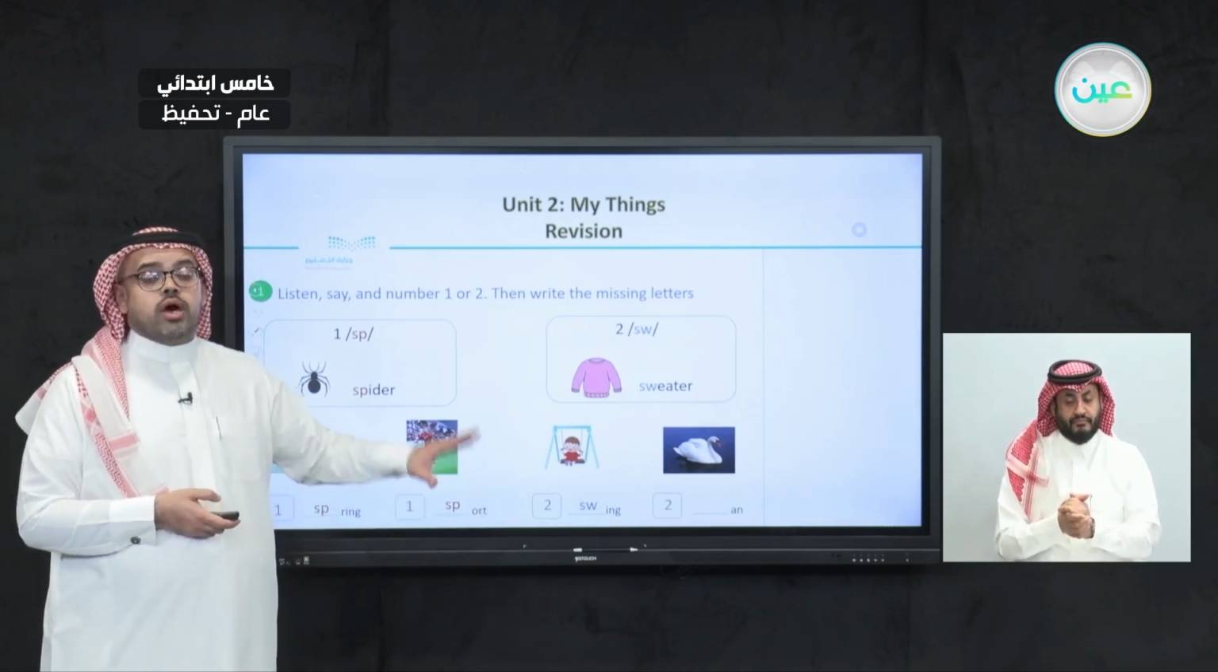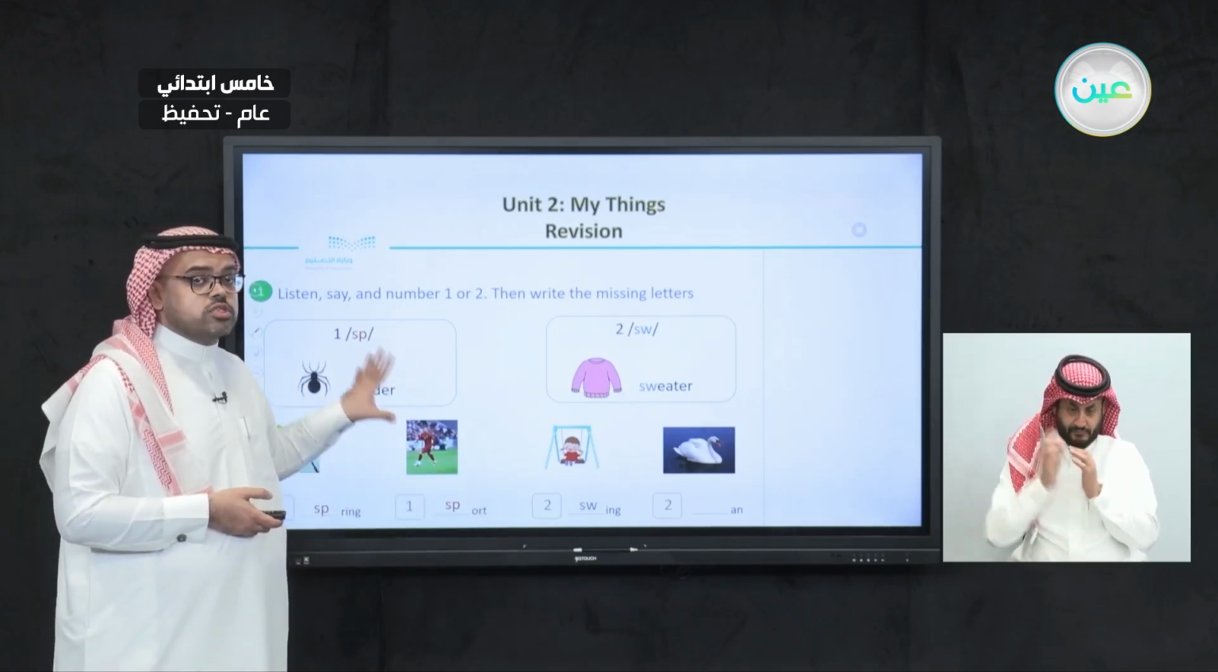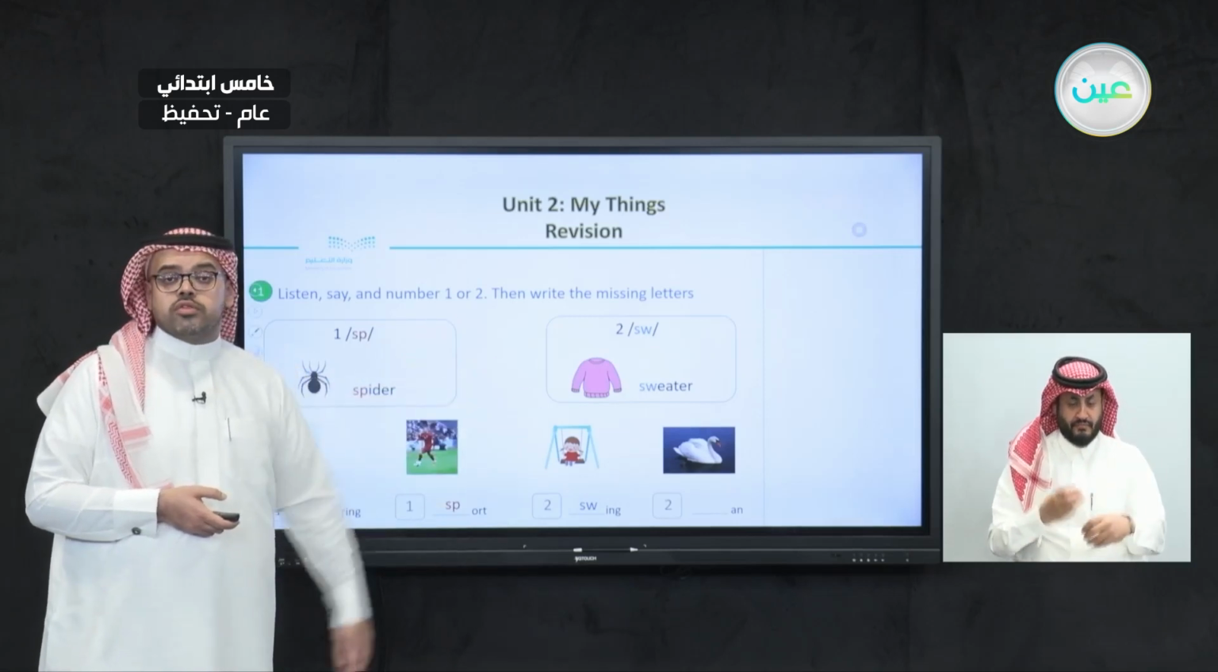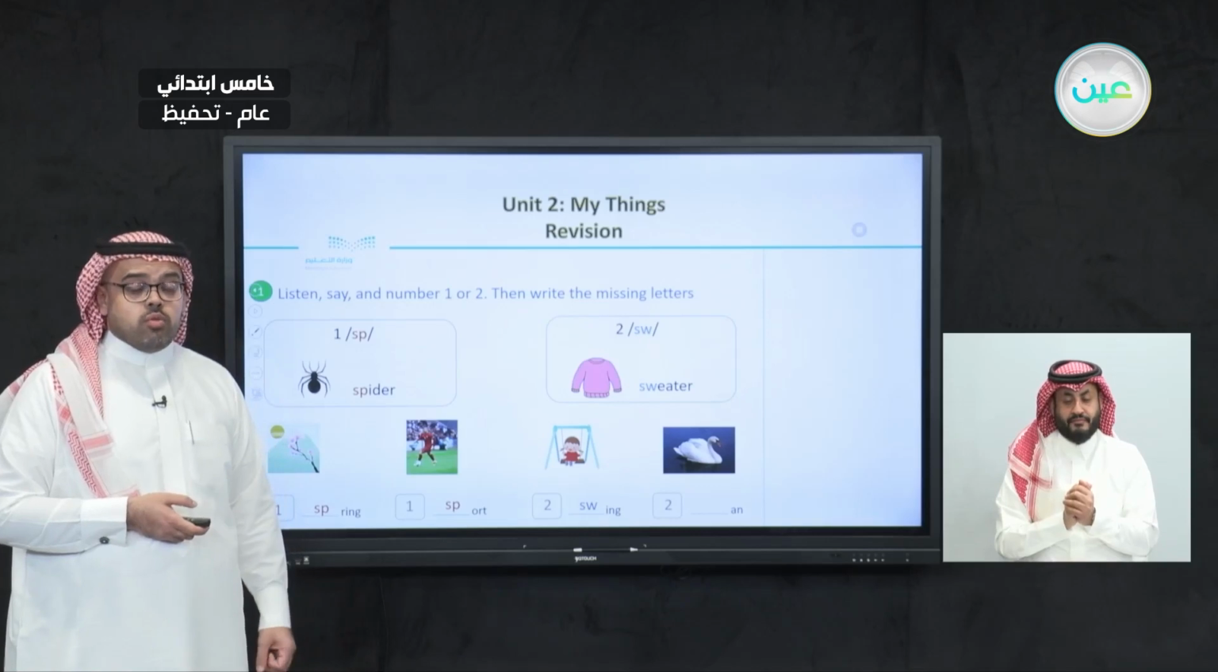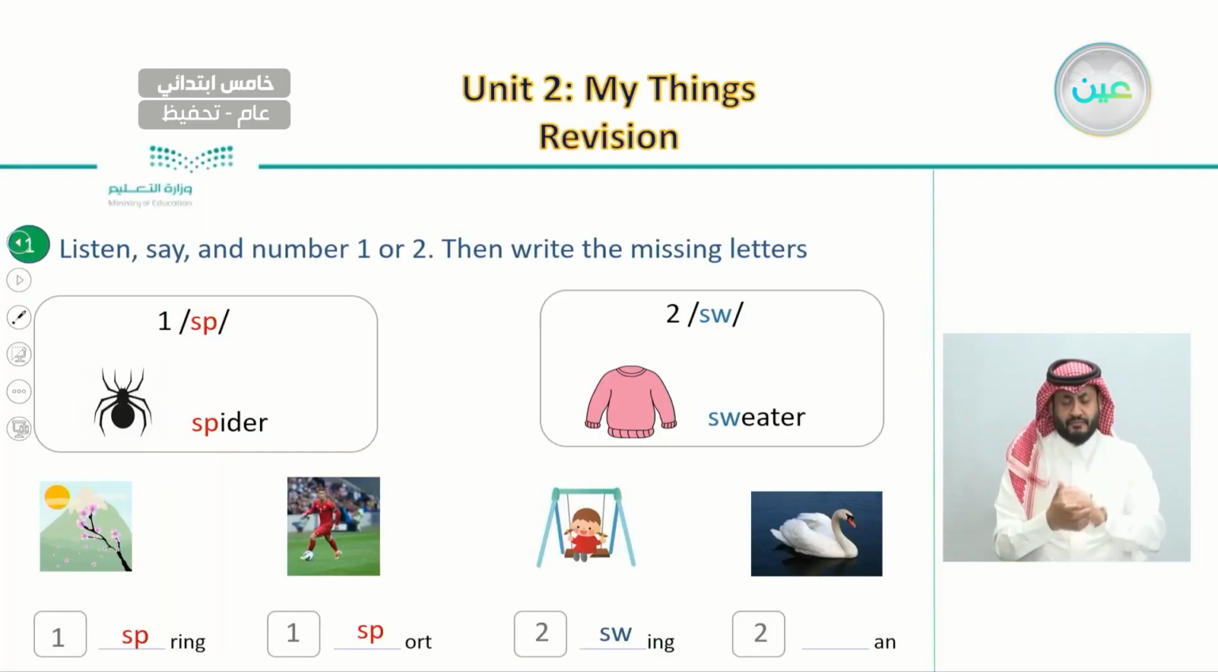So here you go. Now we have three words with the first sound, SP, and three words with the second sound, SW. Let's listen to them one more time. The words we have with SP are spider, spring, and sport. And the words with SW are sweater, swing, and swan.